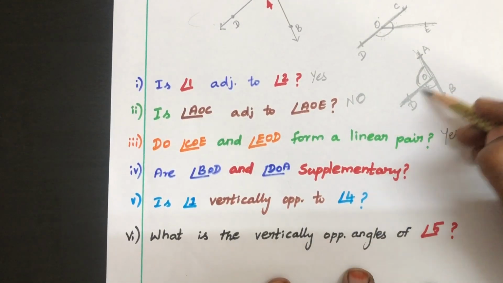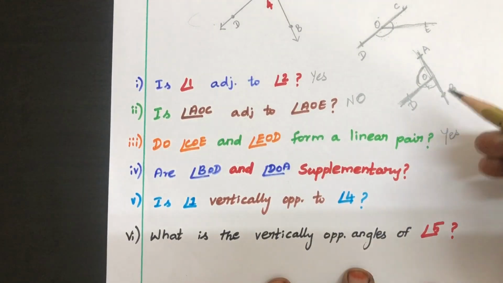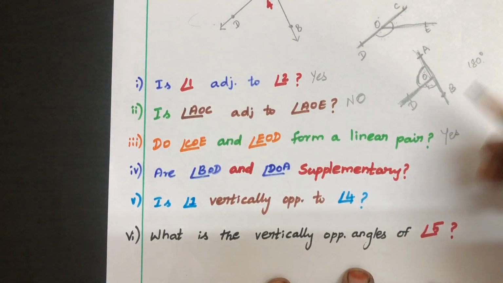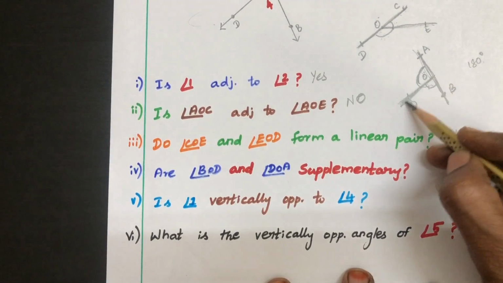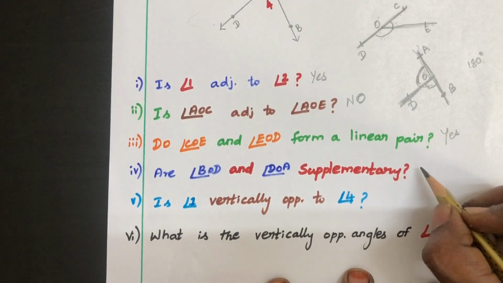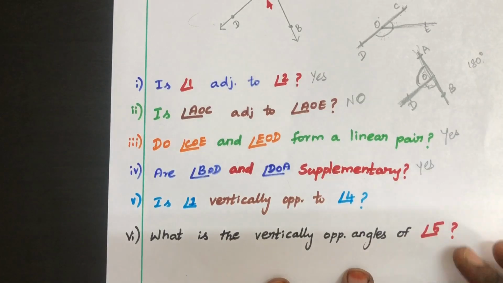Straight line means always 180 degrees. So wherever we get cut, no problem. If we add the two angles, it will give you 180 degrees only. If two angles give you 180 degrees, it means they are supplementary. So BOD and DOA give us supplementary angles. So this is also yes.